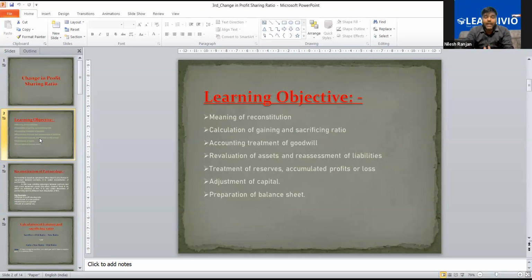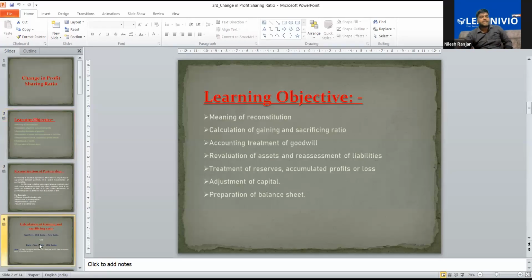This is a very small topic. Accounting treatment of goodwill is a little bit confusing. Revaluation is the most important topic in the reconstitution part. Treatment of reserves, accumulated profit or loss. And the most difficult part is adjustment of capital. So these are the topics we are going to cover in this chapter.